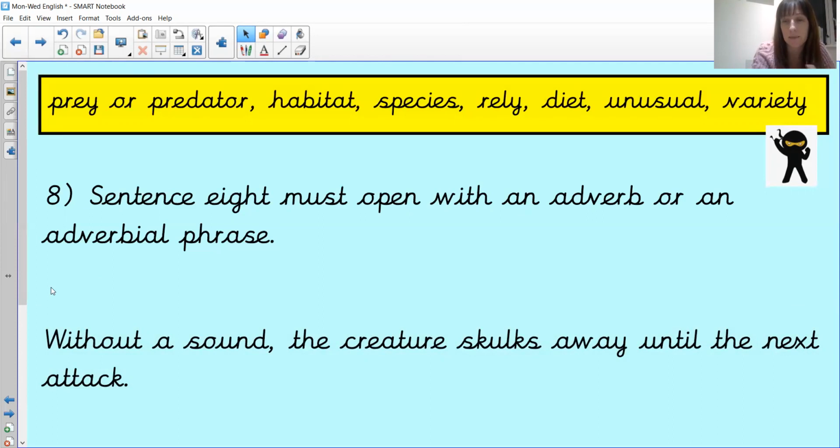So this is the end of my paragraph now. So I kind of want to bring it to a close, to conclude it. So we know about waiting to attack, we know what it eats, we know how it eats, and now it's over until the next time it feeds. So I'm drawing it to a close. Skulks away, do you know what that means? Kind of creeps away quietly. All right, so last sentence, sentence number 8. Pause me here and off you go with your adverb or adverbial phrase.